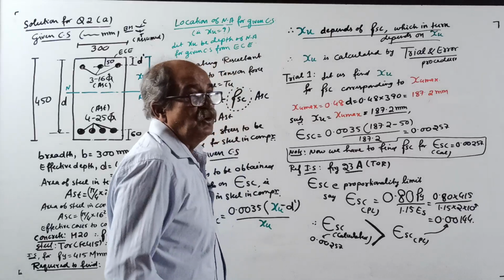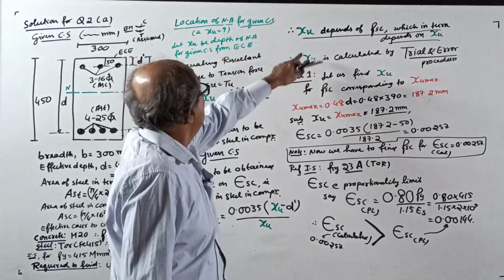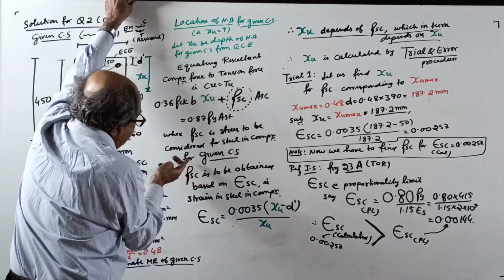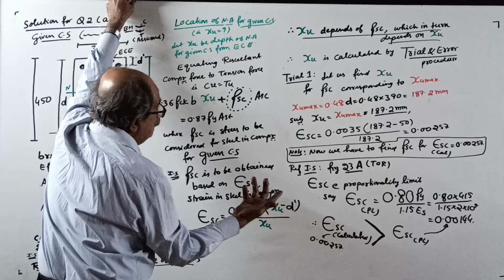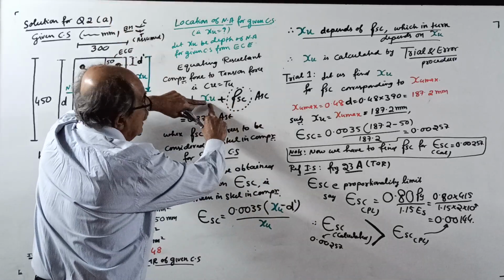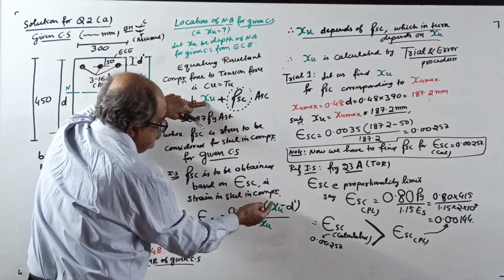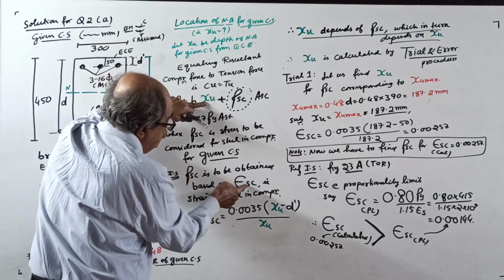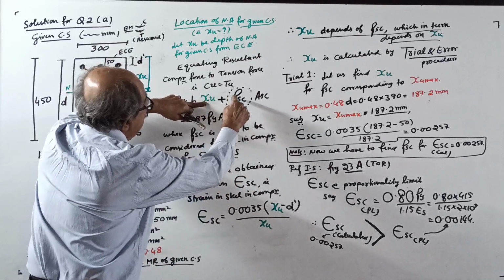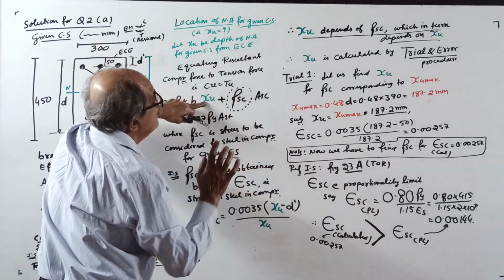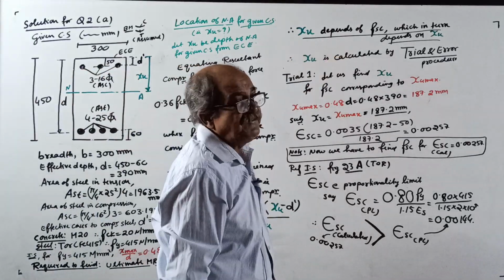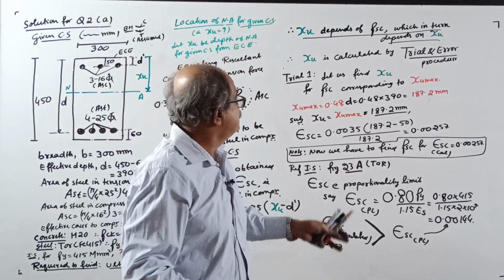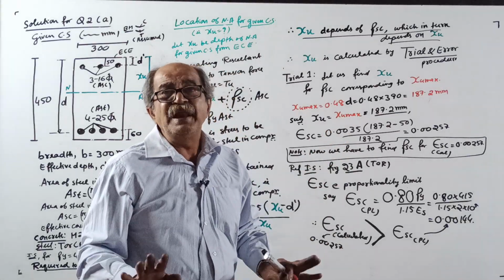Okay. Now, the usual statement you have to write. xu depends on fsc, but fsc in turn depends on xu. Why? Unless you know fsc, you can't find xu. But unless you know xu, you can't find epsilon sc. But fsc you have to calculate based on epsilon sc. You can see here, xu comes here. In epsilon sc also, xu comes here. So xu depends on fsc, which in turn depends on xu. This is already told so many times, but since it's an important class, I am slowly telling it.